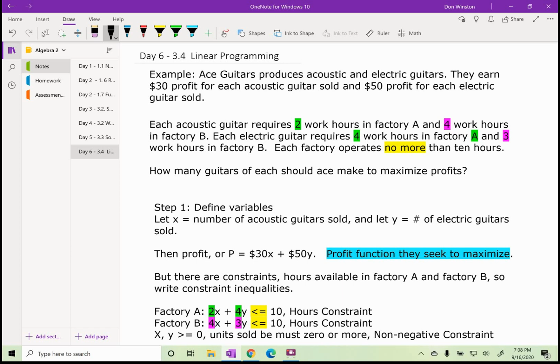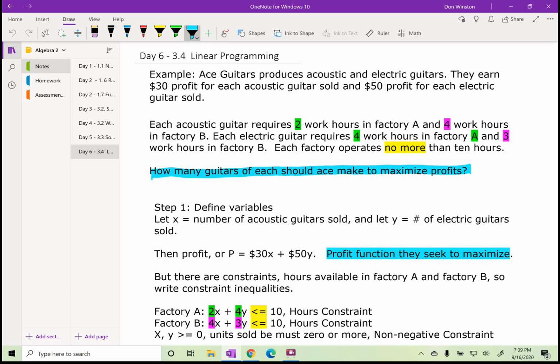Okay, so in addition to profit, to produce the guitars, each acoustic guitar requires 2 work hours in factory A and 4 work hours in factory B. Each electric guitar requires 4 work hours in factory A and 3 work hours in factory B. And each factory operates no more than 10 hours, so they only have 10 hours in which they can operate. Ace Guitars, I should say, are going to consider how many guitars they should make to maximize profits. Okay, so they're going to determine that through linear programming.